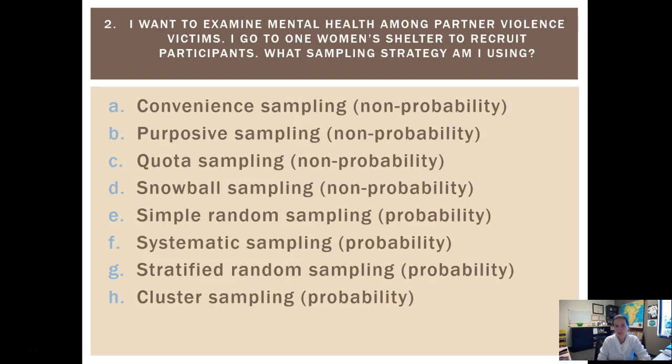So again, if you're only going to one women's shelter, it doesn't say anything about being a representative sample. So we have to assume that it's non-probability at that point. Now we're ruling out the bottom 4 and choosing between the top 4. We know that we're looking at partner violence victims, so that's the characteristic these people share in common. Since they all share one characteristic, and that's why we're recruiting them from the women's shelter, the answer is B, purposive sampling.